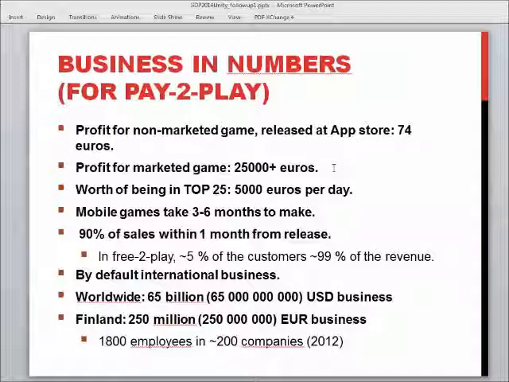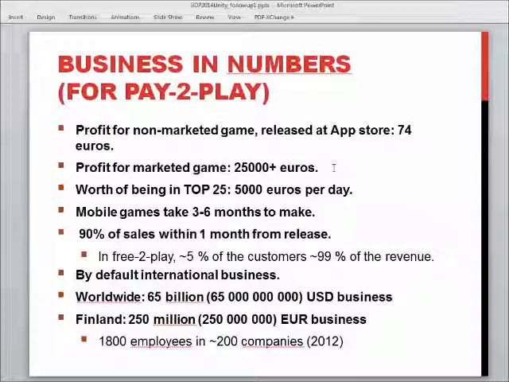Also, by default, this is international business, so you can't design your product just for the Nordic countries or just for the USA or something like that. You should always design your product for international business, because that's just what the platforms and companies want.